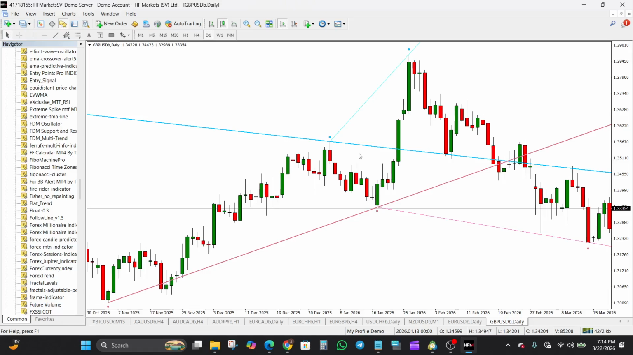However, like any tool, it works best with confirmation. Traders often combine it with price action signals, candlestick patterns, or other indicators before making decisions. In simple terms, this indicator helps you visualize market structure clearly, align with higher time frame trends, and make more informed entry decisions based on real price reactions.